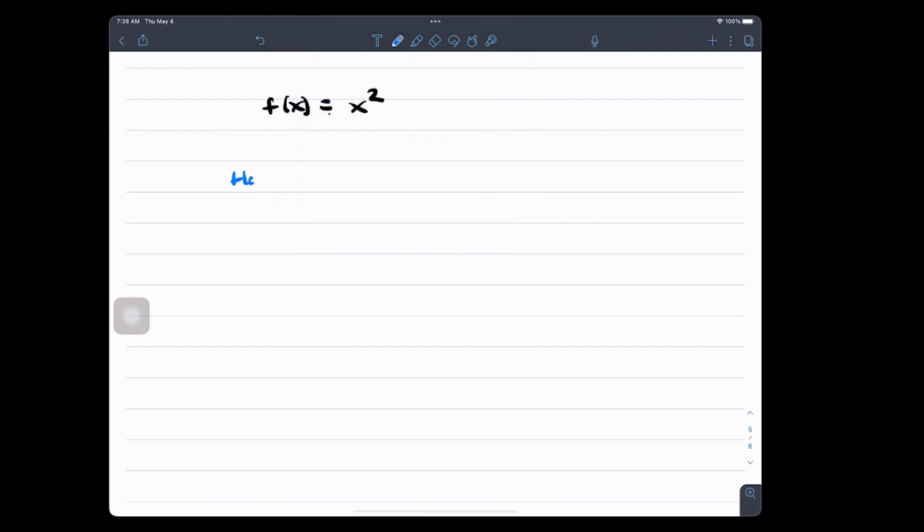Right, here's the question. How can we make this function one-to-one and then therefore have an inverse? Right, how do we do that? Anybody know?